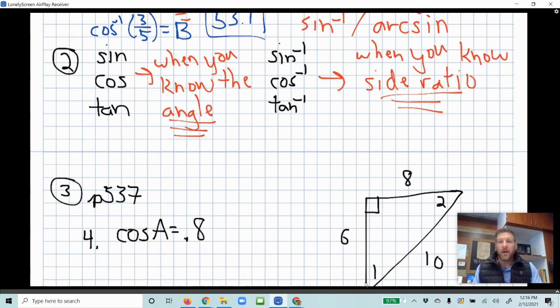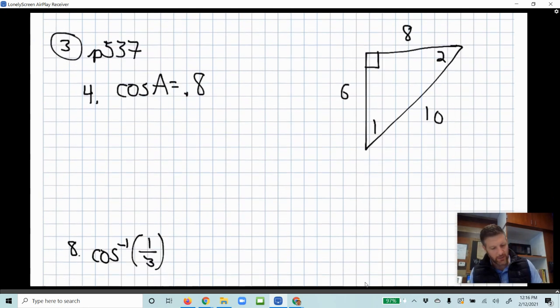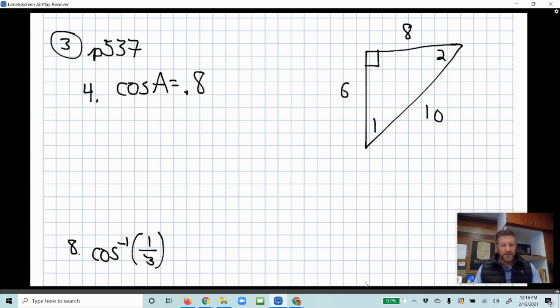Okay, and the inverse tangent are going to tell you the missing angles. So you want to get kind of clear on the purpose of each one. And now we just have a couple questions straight from the textbook. We're looking at number 4, page 537.